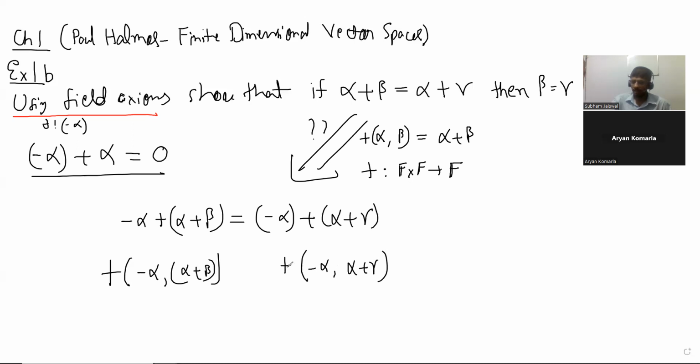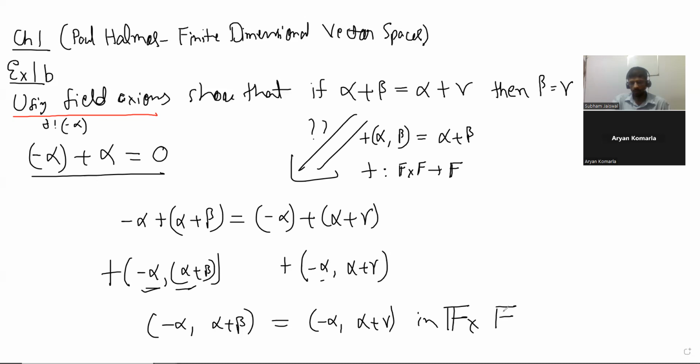But then plus is a function, and given two inputs, it gives a unique output, right? These two inputs are the same as these two inputs, so this element is equal to this element in F cross F. Inputs are the same, so the output is the same. It is just that. Obviously, we just say that you can add to both sides, which is fine.